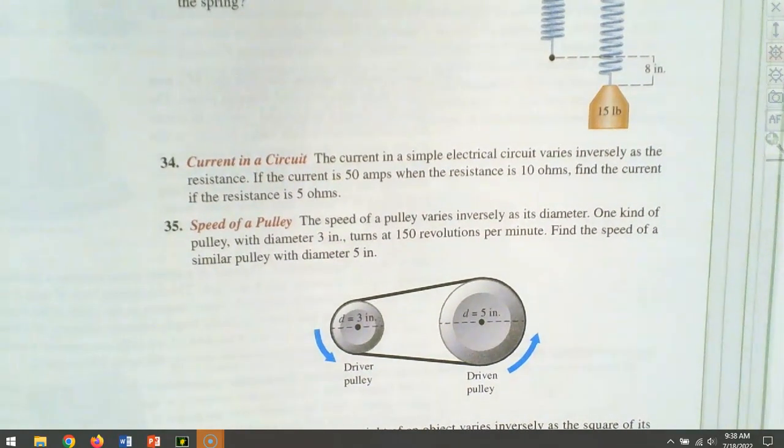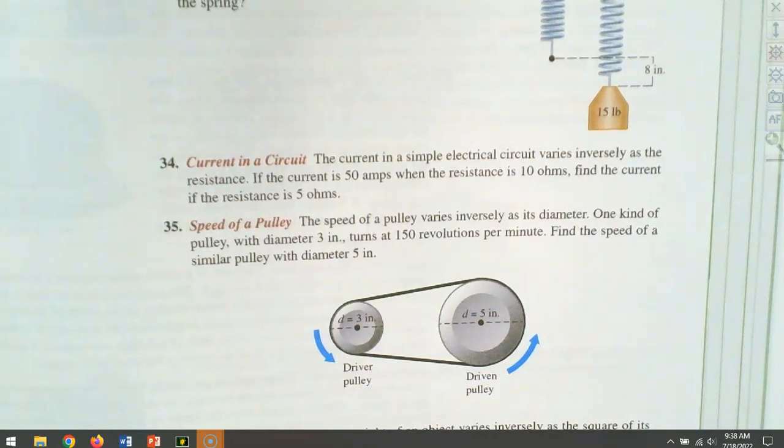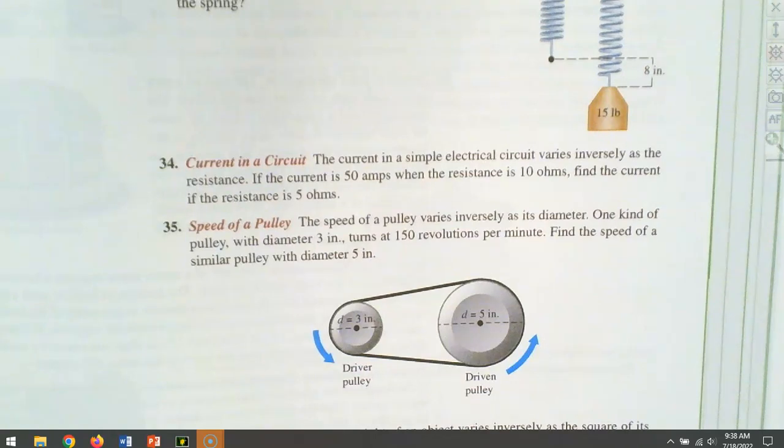So far, we've been looking at direct variation. With these next ones, we're going to be looking at inverse variation. And so that means we make a fraction. So instead of multiplying, the opposite of multiplying is division. So when it says inversely, that means that we have a fraction. We're going to have to make a fraction.